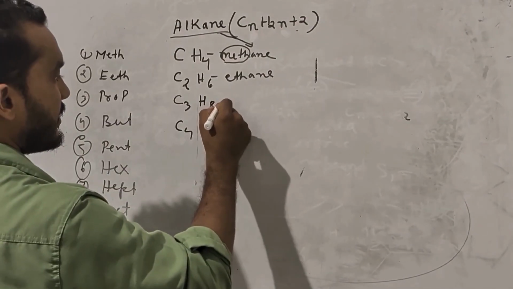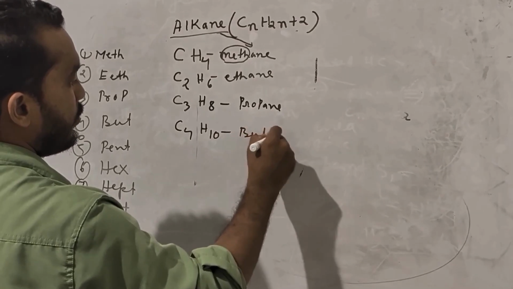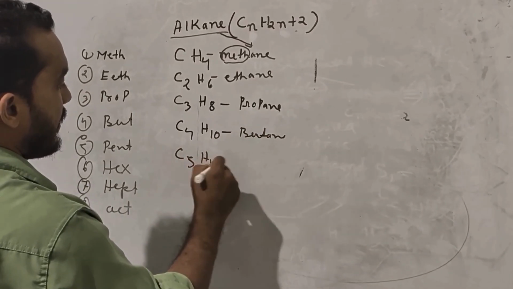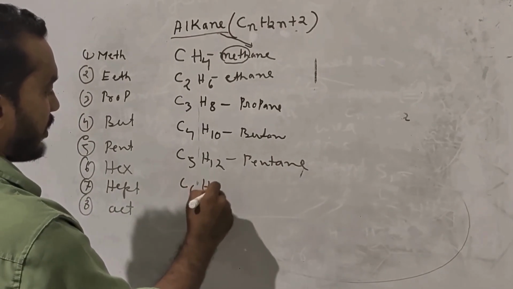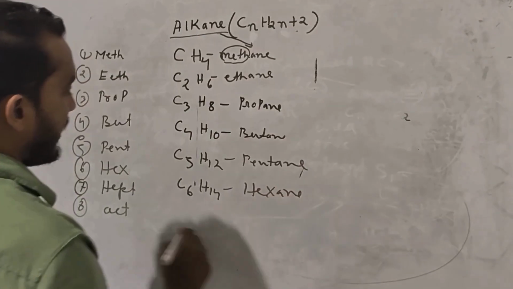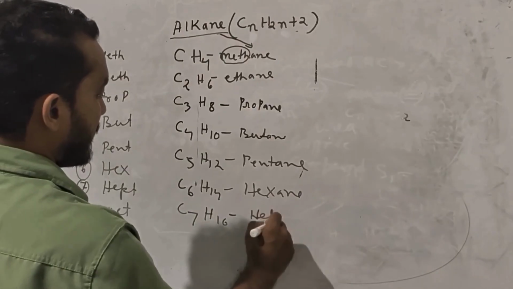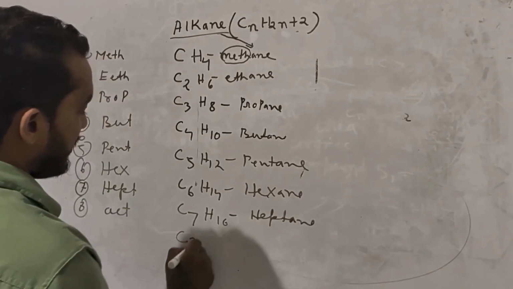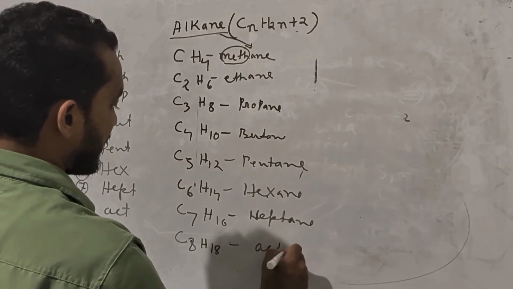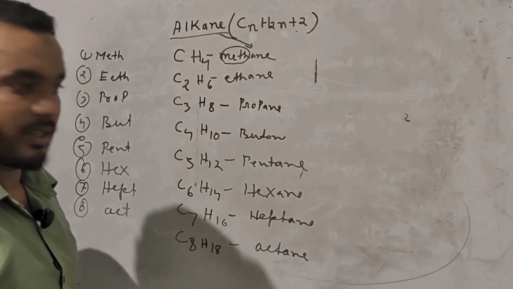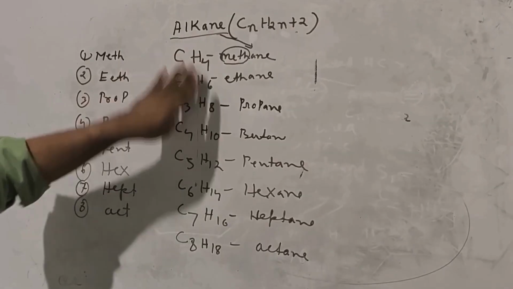And this is called propane. This is butane, and that will be pentane. Then C6H14 will be hexane. C7H16 will be heptane. And C8H18 will be your octane. So like that we can derive the formulas of alkane.